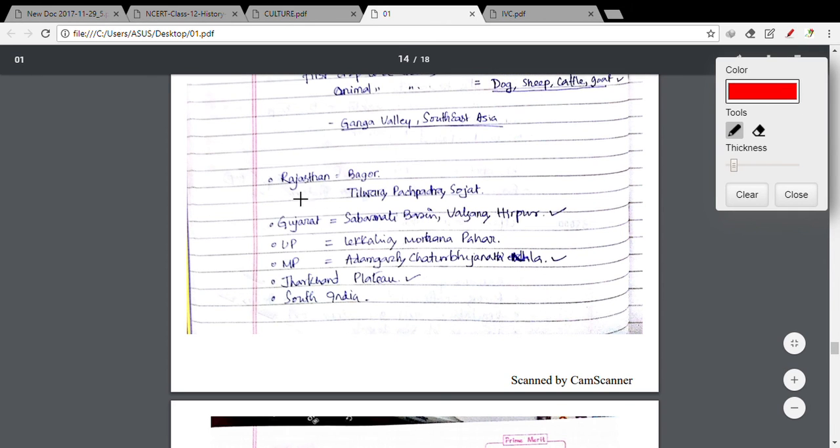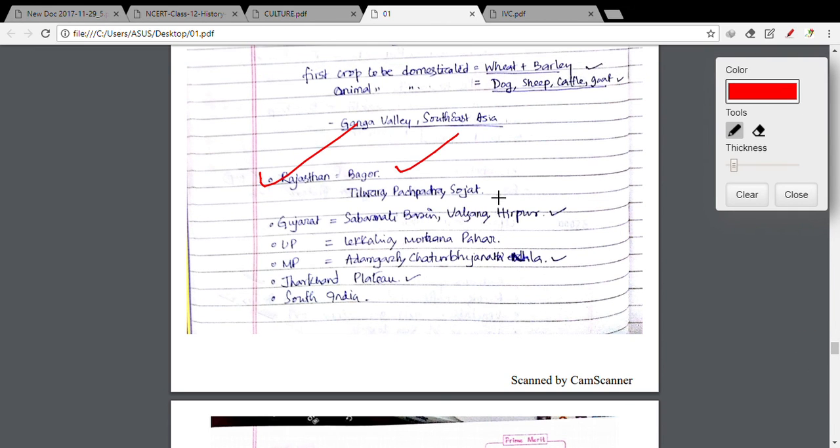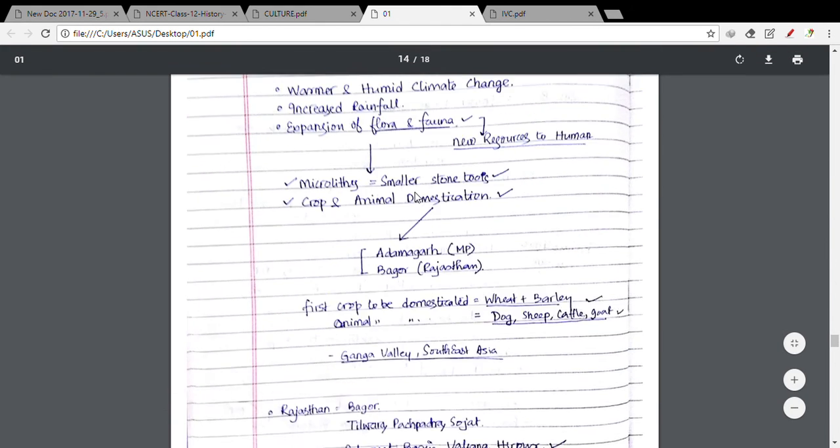Now these are the different sites. In Rajasthan you will find Bagor, you will find Sojat. In Gujarat you will find the Sabarmati Basin, the Valsana. In Uttar Pradesh you will find the Morhana Pahar. In Madhya Pradesh you will find Adamgarh. In the Jharkhand Plateau and in South India we can find examples of this Mesolithic era.